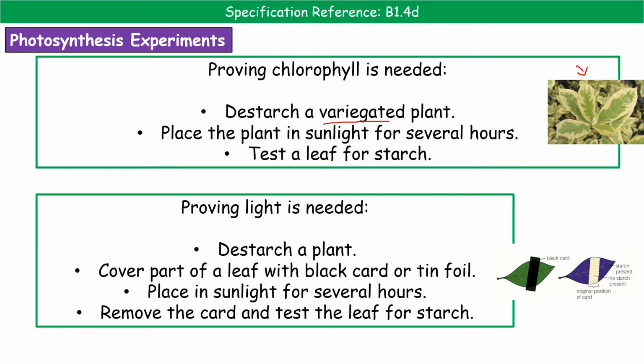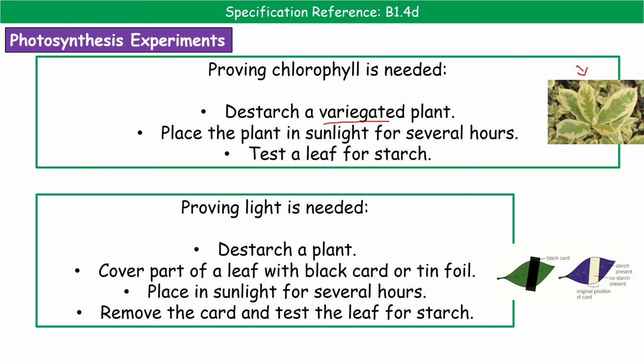So after we've destarched our variegated plant, we then take it out of the dark cupboard, stick it in sunlight for a few hours, and then we test the leaf for starch. What you'll find is that green bits will have starch, the white bits will not have starch.